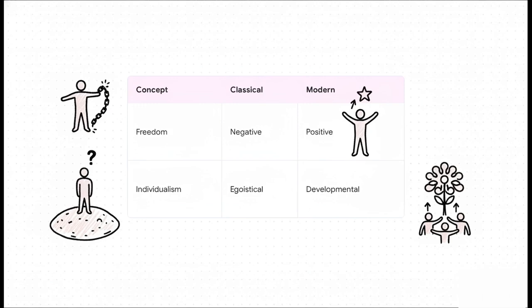Classical liberalism believes in negative freedom, which is basically the idea that people should just be left alone, completely free from external constraints. It leans heavily on egoistical individualism and strict self-reliance. Modern liberalism, on the other hand, shifts the goalpost to positive freedom. That's all about actively achieving self-mastery and true autonomy. It embraces developmental individualism, prioritizing human flourishing and personal development over mere self-interest.